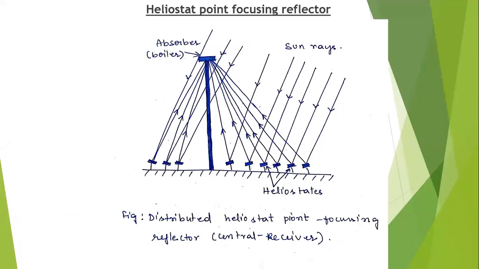This is the heliostat point focusing reflector. In this, each mirror is called a heliostat. This one is called a heliostat. Each mirror is called a heliostat. This can be adjusted. This can be turned independently about two axes. Every mirror is capable of turning about two axes so that the reflected solar radiation is always directed to the receiver mounted on a tower. In this, the receiver is mounted with the help of a tower.